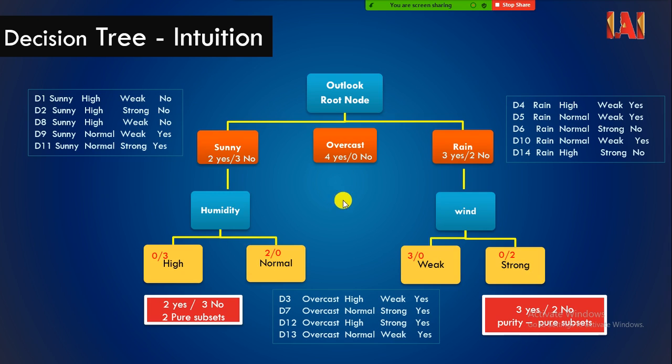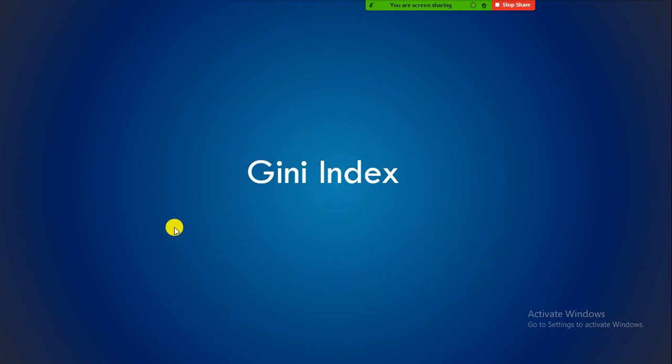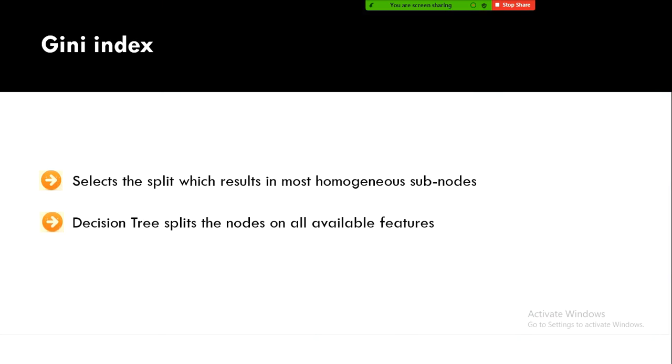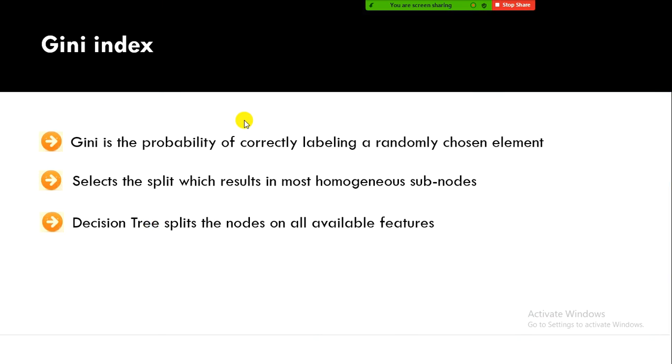The next question is, how does it know whether this has 0 yes and 3 no? For that we use something called the decision tree. It can use either Gini index or some other algorithm. So what is Gini index? Gini is nothing but the probability of correctly labeling a randomly chosen element. This Gini helps us select the split which results in the most homogeneous subnodes.